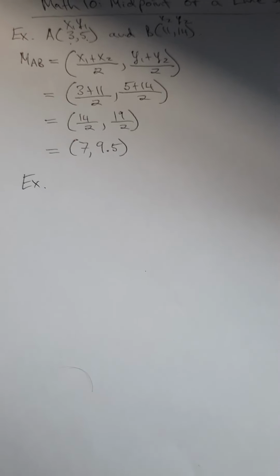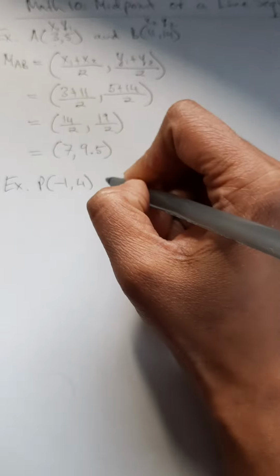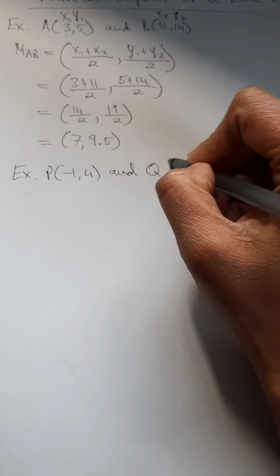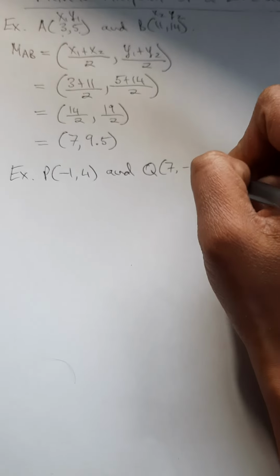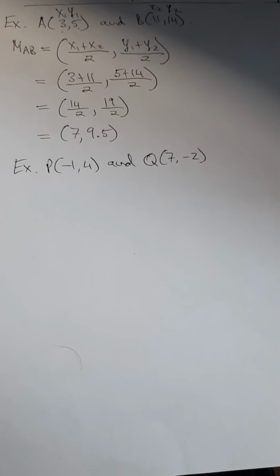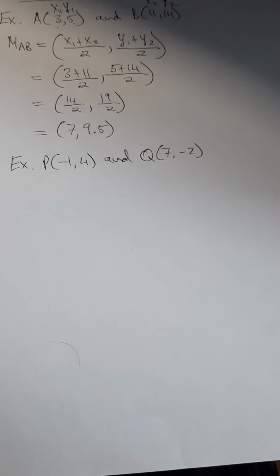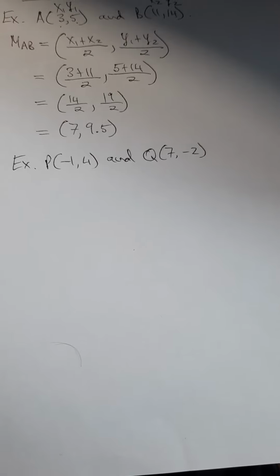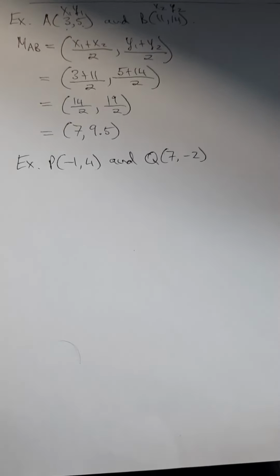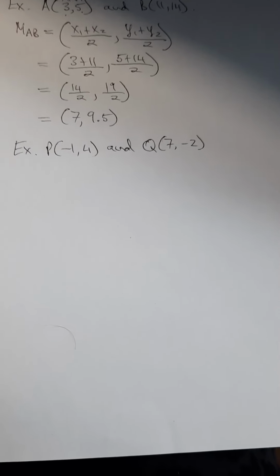Two schools are located at the points P, which is (-1, 4), and point Q, which is going to be (7, -2). They're located on the town map. The school board is planning a new sports complex to be used by both of the schools. The board wants to find a location that is equidistant from the two schools. Use an equation to represent the possible locations for the sports complex.